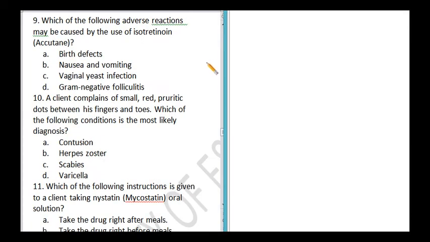Next, number 9. Which of the following adverse reactions may be caused by the use of isotretinoin Accutane? A. Birth defects. B. Nausea and vomiting. C. Vaginal yeast infection. Or D. Gram-negative folliculitis. So we're talking about possible reactions from isotretinoin Accutane. Remember that isotretinoin Accutane is a medication for acne.